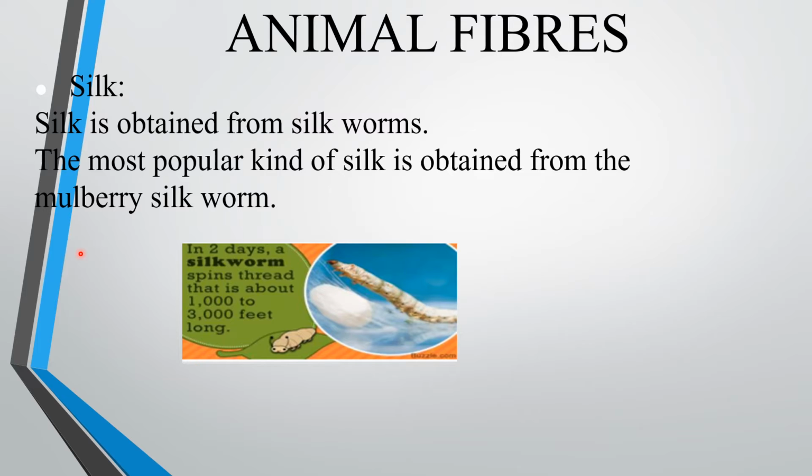We all know, right? Women are quite crazy about silk saris, especially South Indian women, and they are quite expensive. And it is obtained from which type of silkworm? The mulberry silkworm. And what happens in the process of making the silk fiber? In 2 days, a silkworm will spin a thread around itself, which is about 1000 to 3000 feet long.